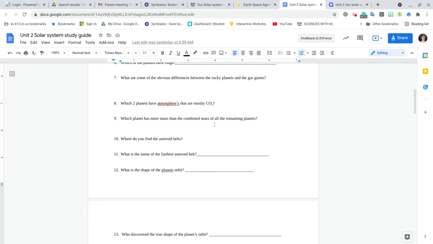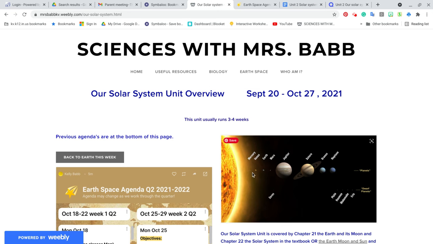Which planet has more mass than all of the remaining planets? Which one? Jupiter. I guess Saturn is mostly fluff. I don't know. But Jupiter has more mass than all of the other planets.